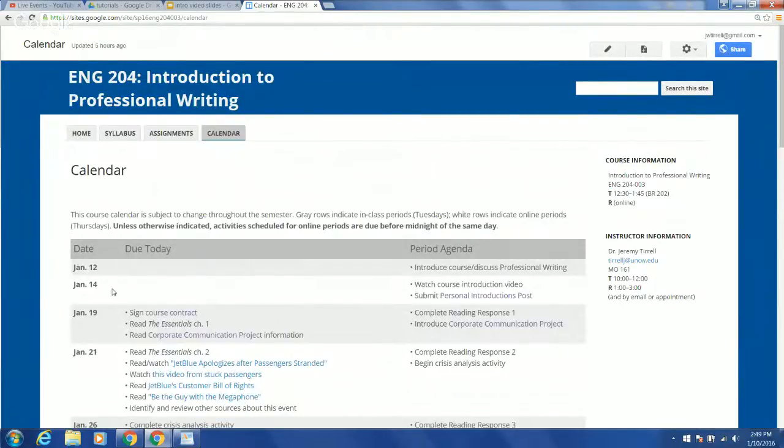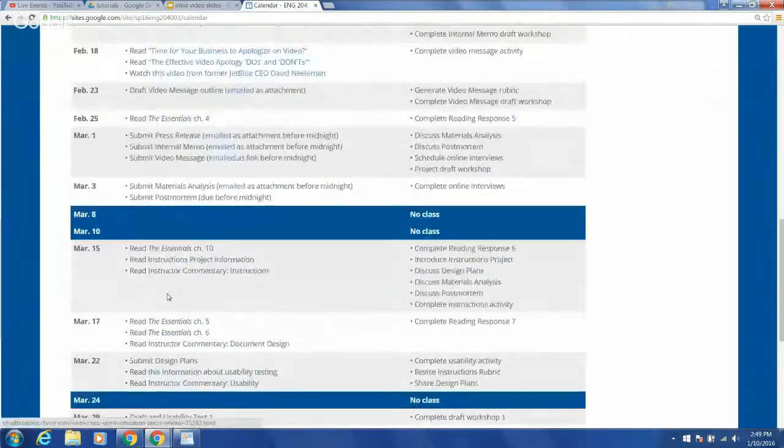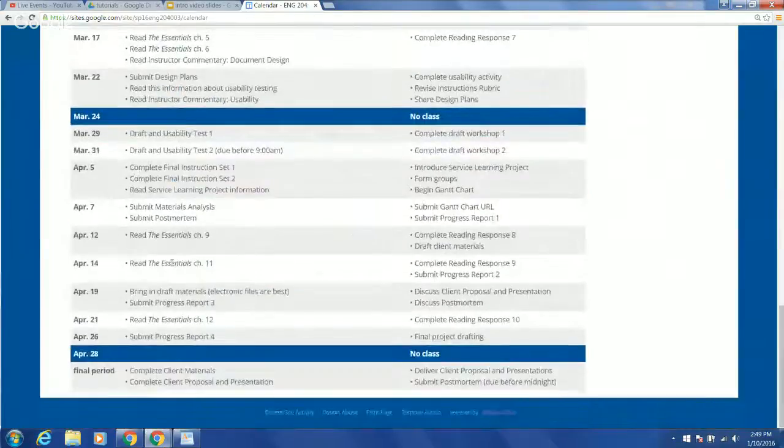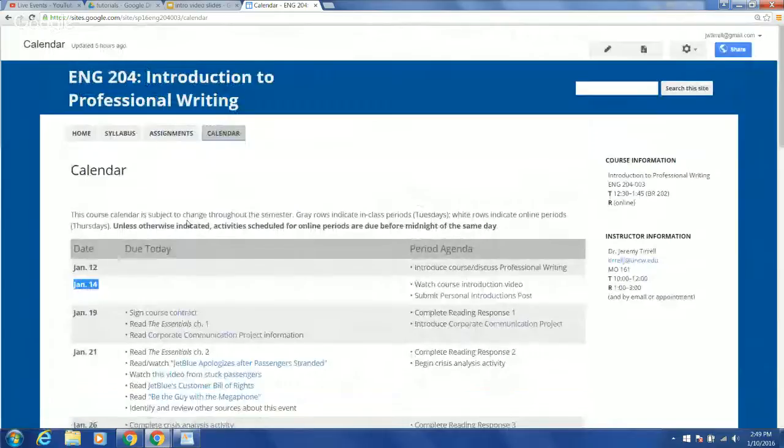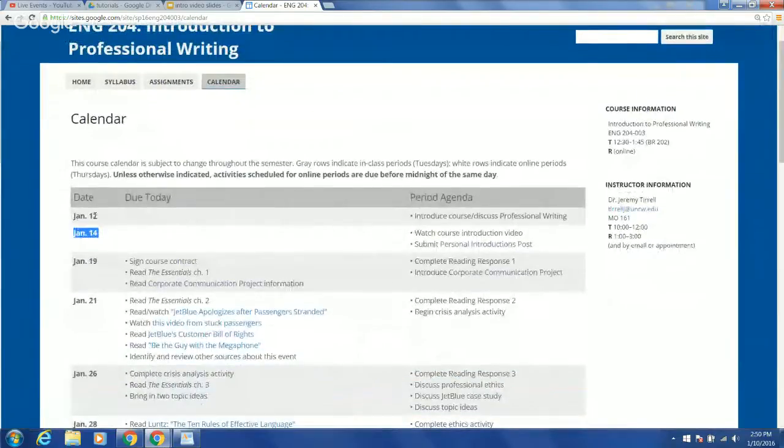The meetings are color-coded, so the light gray means it's a Tuesday and it's in class. White means it's a Thursday and it's an online session. So you can see they're color-coded even when we have days off or whatever. The color coding tells you what kind of meeting it is. The columns here give you the actual date. They tell you what's due on that day, and then they give you the period agenda.